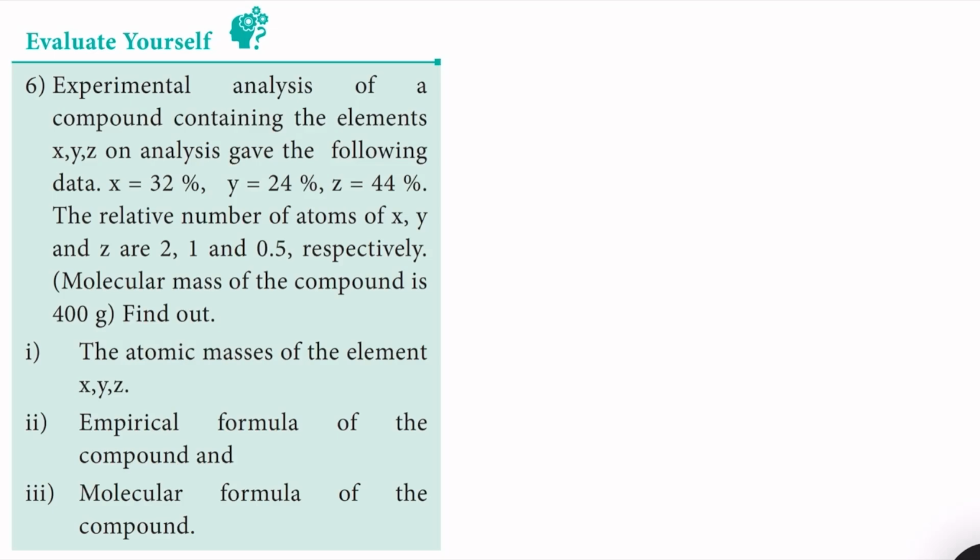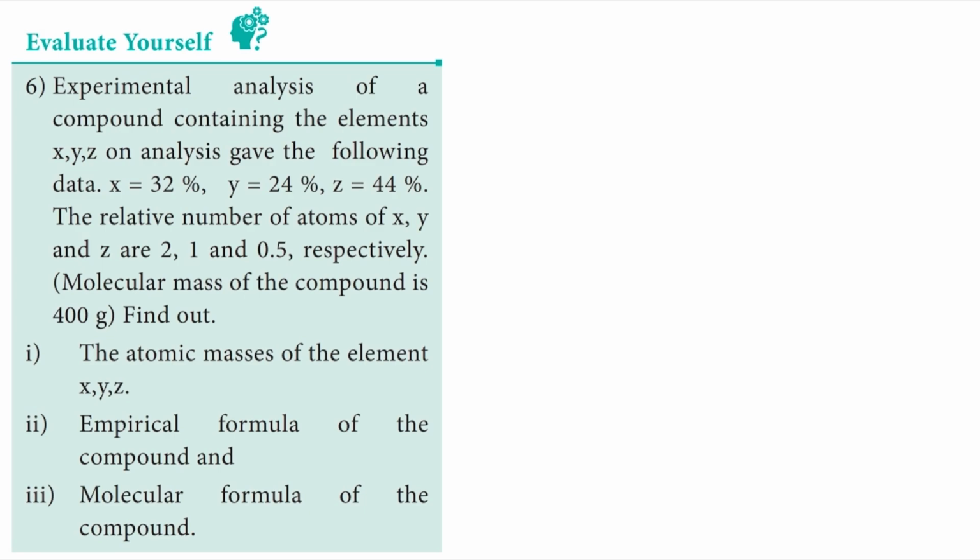Experimental analysis of a compound containing the elements X, Y, Z gave the following data: X is 32%, Y is 24% and Z is 44%. The relative number of atoms of X, Y, Z are 2, 1 and 0.5 respectively. The molecular mass of the compound is 400 grams. Find out the atomic masses of the elements, and then the empirical formula of the compound and also the molecular formula of the compound. Let us understand the key concepts here.